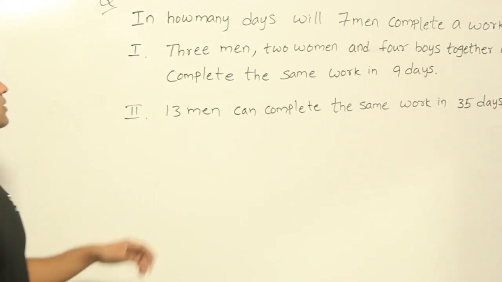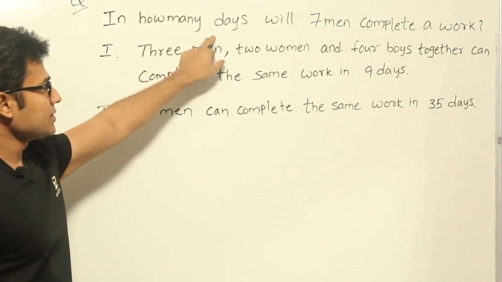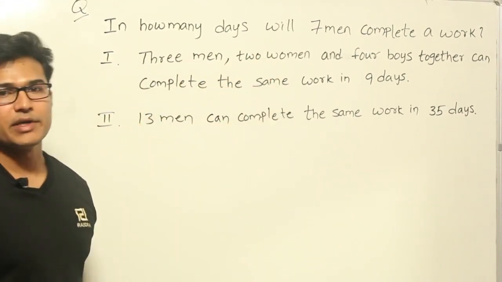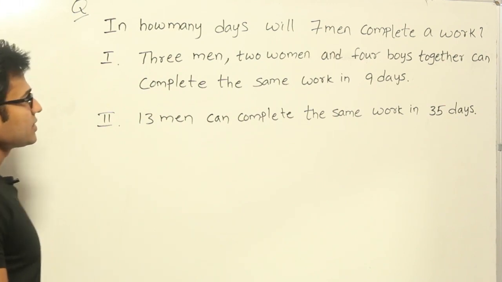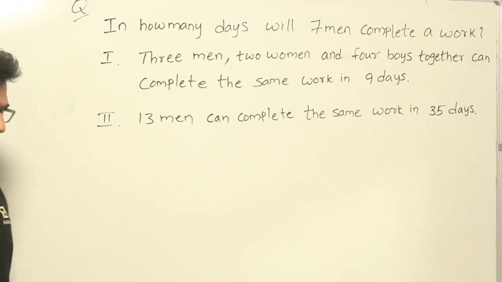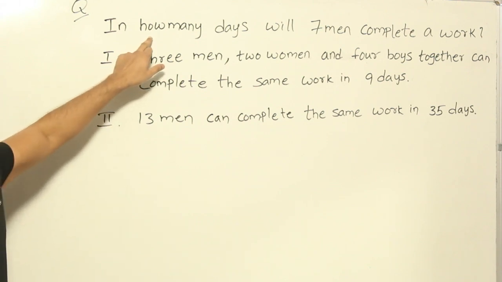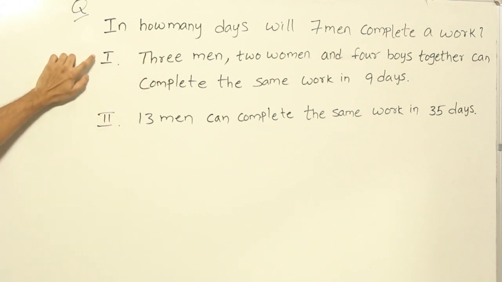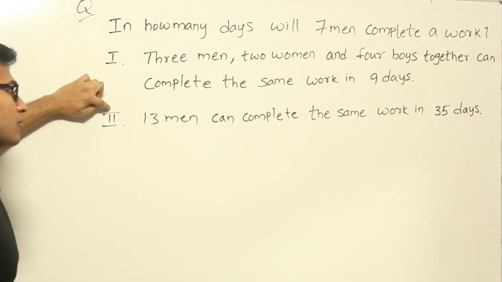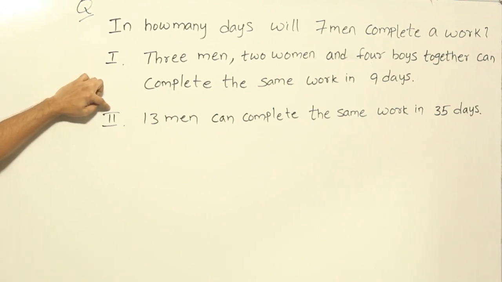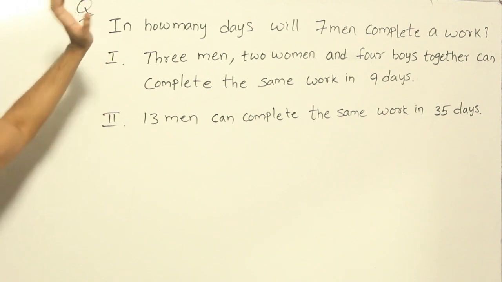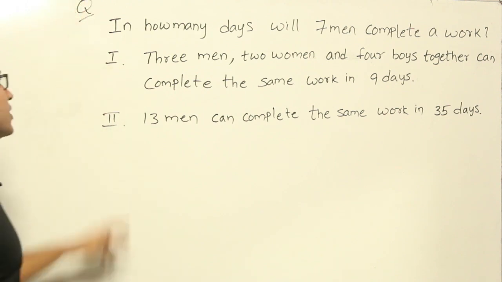Now if you observe this, in how many days will 7 men complete a work? So they are saying that 7 men, if they are working, how many days will it take to complete it? Now in order to solve this question, if data is given in two statements, statement number 1 and statement number 2, you should find out which statement, if you use, you will be able to answer this question. Now let's talk about statement number 1.